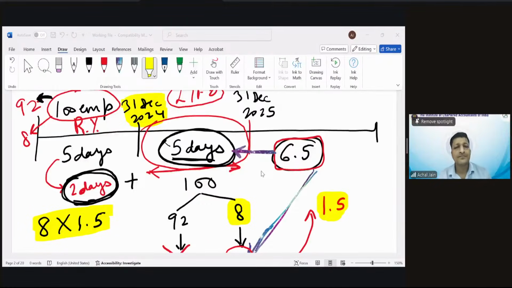And my second doubt is, if it is the FIFO method, then we use the first 2 days and then we use 5 days. That's correct. For 92 days we will use 2 days here and 3 days from the next year. And for 8 employees we will use here 1.5, sorry, 2 days, and the next year we will use 4.5 days. That's correct. Okay, great. Clear on this now? Yes, I'm clear. Okay, very good. Thank you.